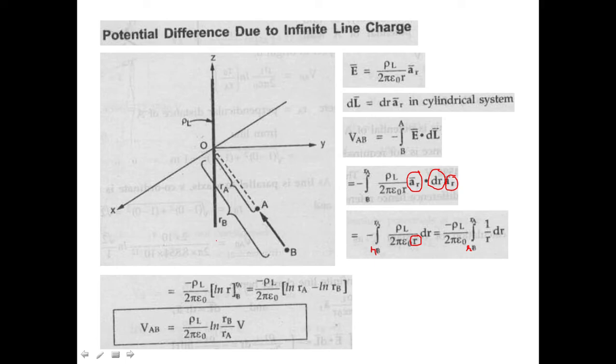Now coming to the next slide, just solve this one. We know that the integration of 1 by R is natural logarithm of R. So when you solve this, you will get minus rho L divided by 2 pi epsilon naught times ln of RA minus ln of RB. To eliminate this negative sign, we can write it as ln of RB minus ln of RA, which is nothing but ln of RB by RA. The difference of logarithmic functions can be written as division, which you know. This formula you have to remember. So this is the potential difference between points A and B. That is, VAB is given by rho L, where rho L is the charge density of this line, divided by 2 pi epsilon naught times natural logarithm of RB divided by RA. This is the derivation for potential difference due to infinite line charge.